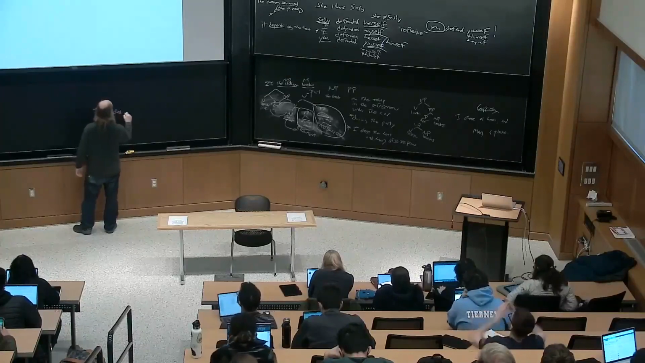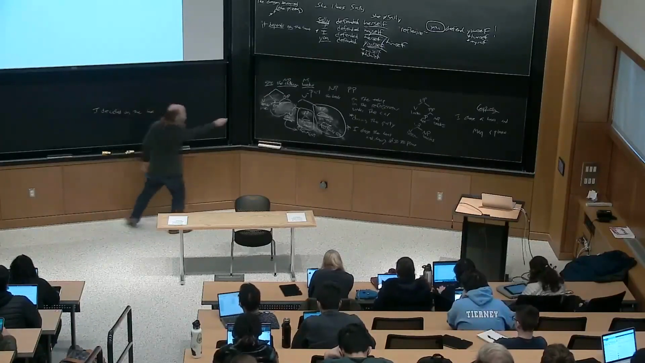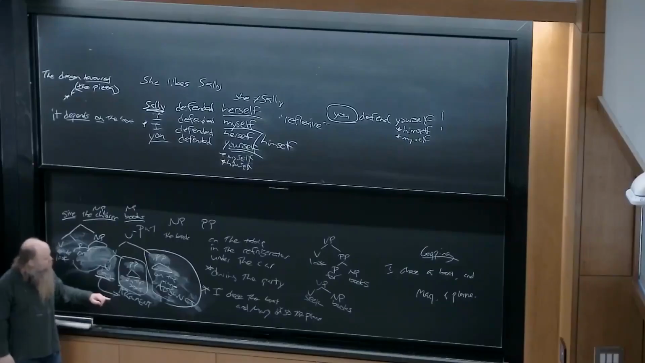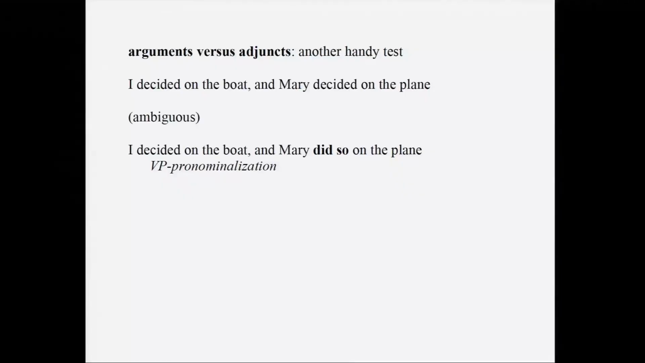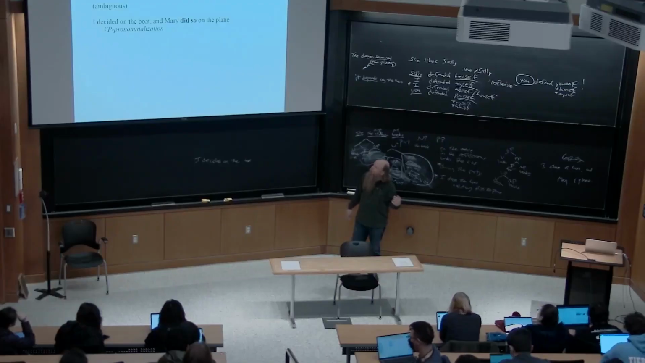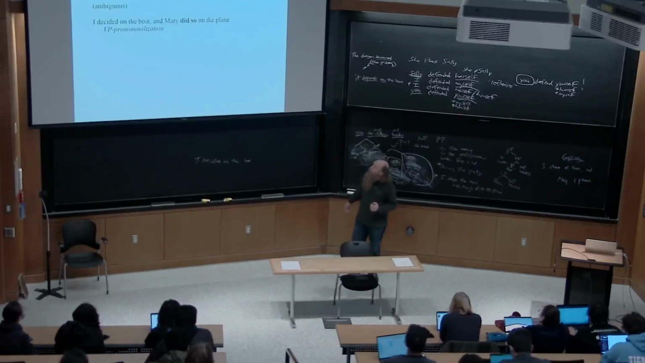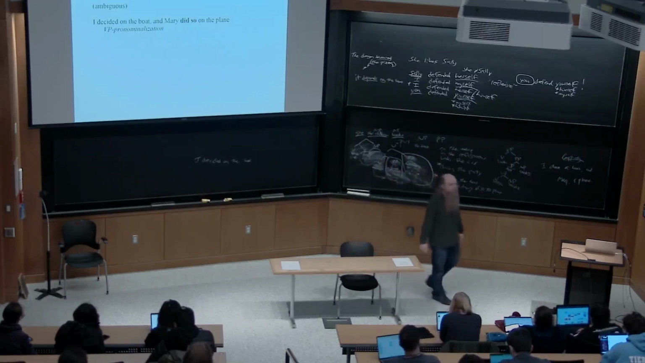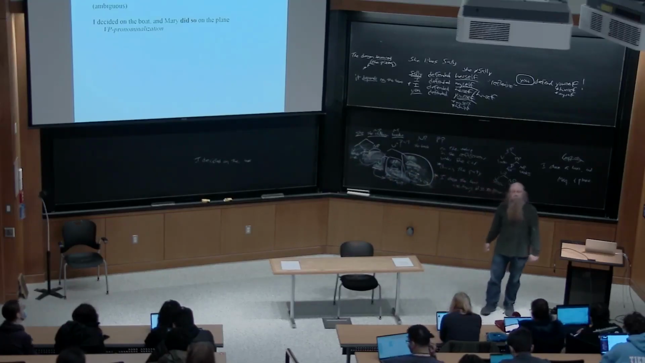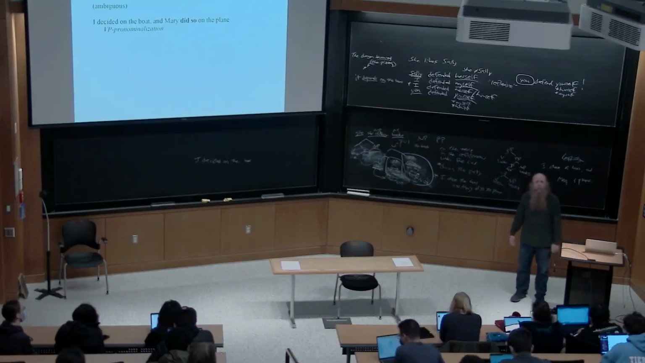I decided on the boat. Oh, here, we can use this tree. I decided on the boat and Mary did so on the plane. I was taking that to mean that decide in the first clause is taking an adjunct on the boat, and in the second clause, do so is just replacing decide, and on the plane is another adjunct. You're saying on the plane is an adjunct, all right, but do so is replacing the entire verb phrase decide on the boat, where on the boat is an argument. Right? And yes, that's another reading that it ought to be able to have. I was just ignoring that reading. Thank you for pulling that reading out and making me pay attention to it. You're absolutely right. Cool.